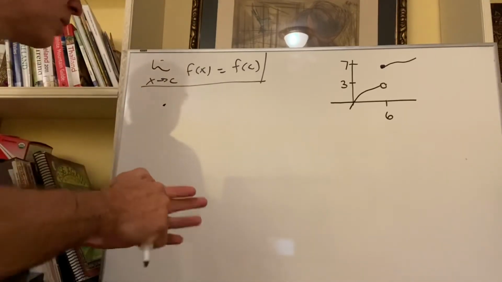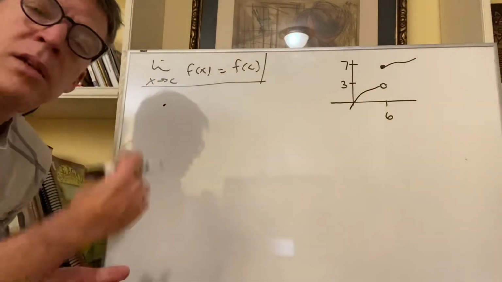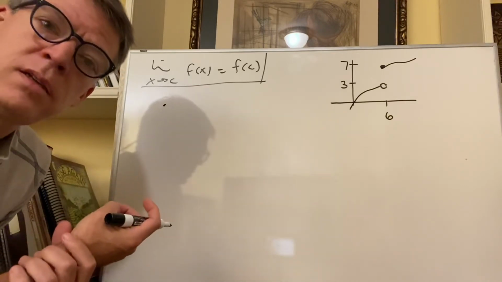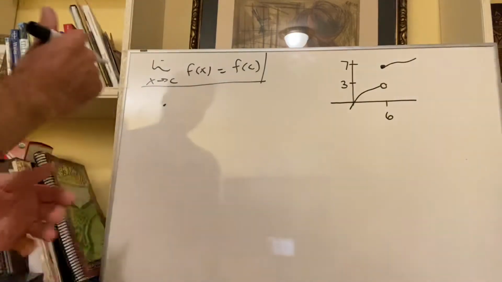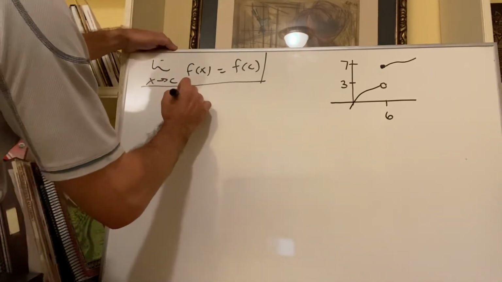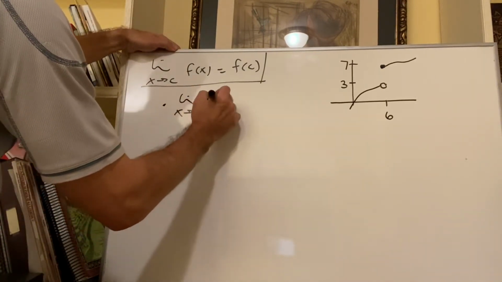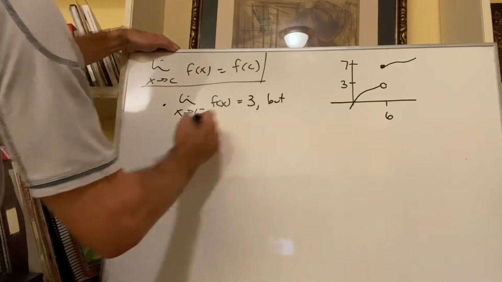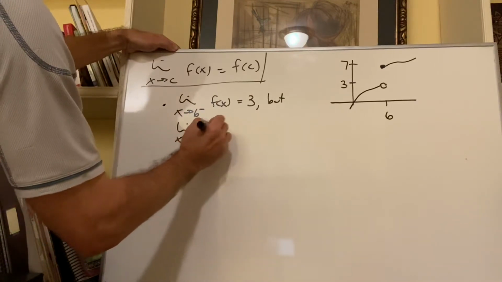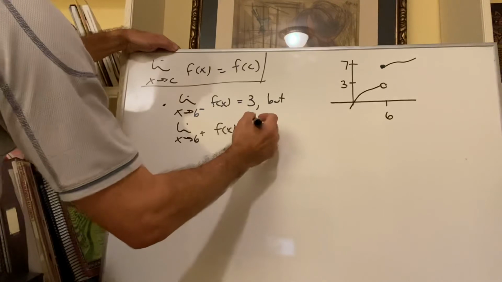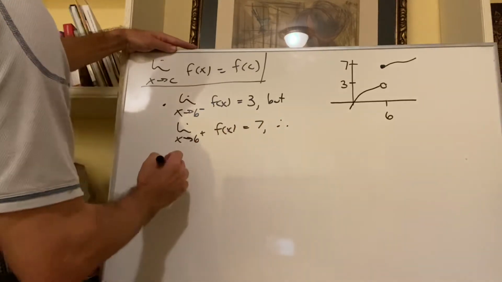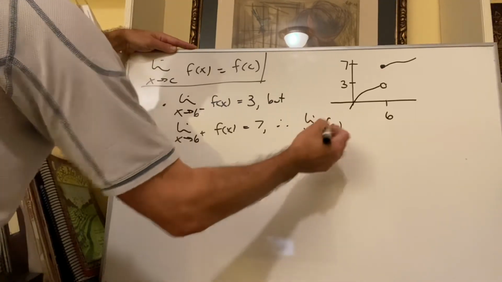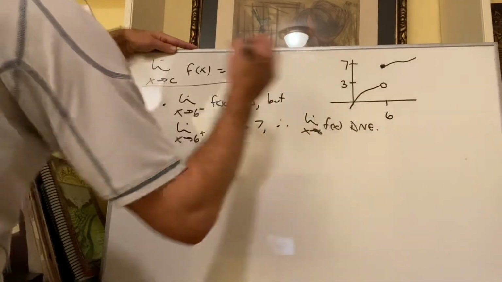That's my overall strategy. But how do I show that this thing doesn't exist? Well, the calculus graders are smart about limits. They know if the left hand doesn't equal the right hand, you've got DNE. So that's what I'm going to show. The limit as x approaches 6 from the negative side equals 3. But the limit as x approaches 6 from the positive side equals 7. Therefore, the limit in general, the limit as x approaches 6, does not exist.